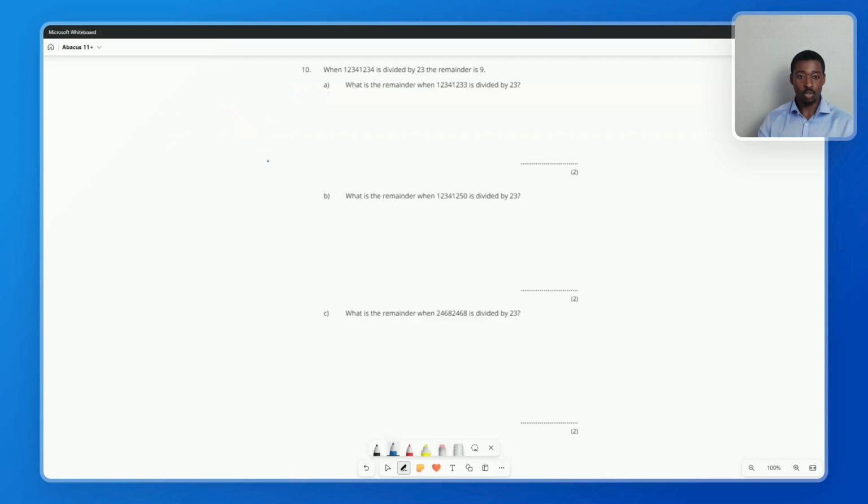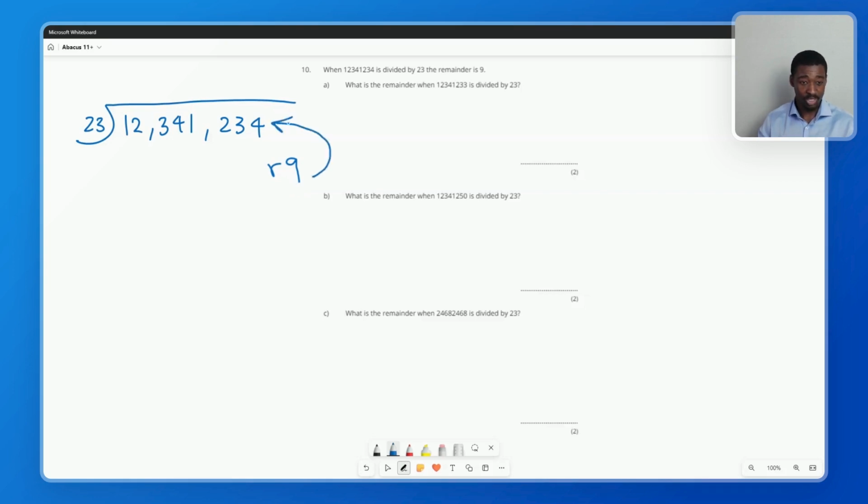If 1, 2, 3, 4, 1, 2, 3, 4. So let's actually write this out properly. The commas go here. So it's 12,341,234. When divided by 23, the remainder is 9. Which means if we take 9 away from this number, we're left with a number that can be divided wholly by 23.